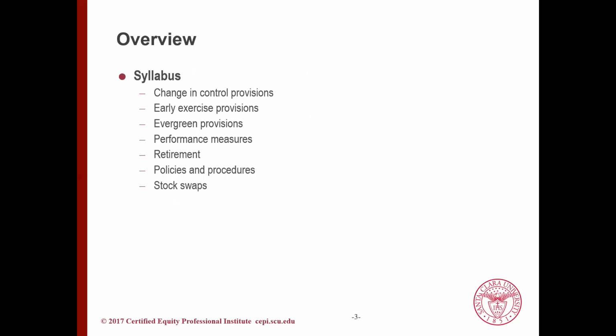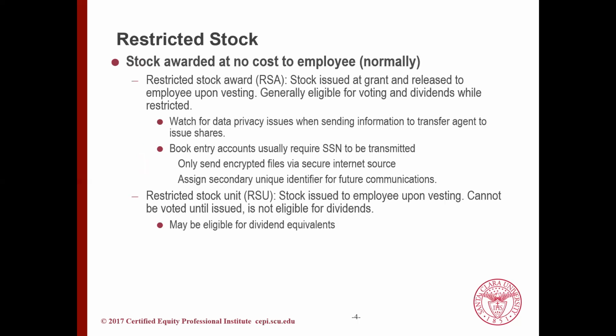So we're going to start out with our overview screen, and these are just the different things that we're going to talk about in this Level 2 administration webinar: change of control, early exercise provisions, evergreen provisions, performance measures, performance metrics, retirement policies and procedures, and stock swaps. So moving ahead, we're going to talk about the restricted stock.